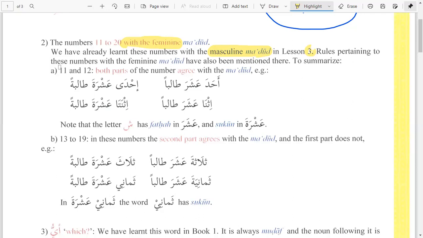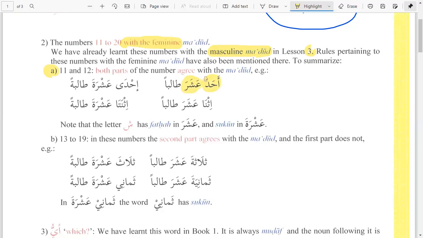To summarize, the first one is 11 and 12. In 11 and 12, both parts of the number agree with the madud. So they are on the pattern of sifat and mausuf. Ahada ashara, ahada, ashara. The first part agrees with the second part.